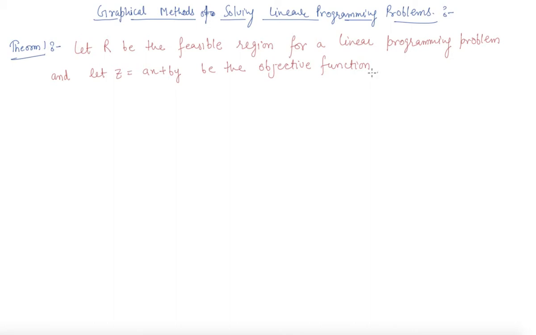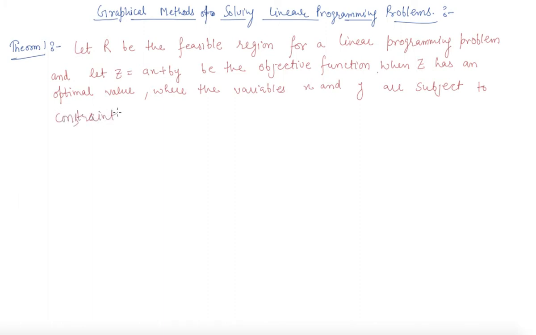When z has an optimal value, either minimum or maximum, where the variables x and y are subject to constraints by linear inequalities, this optimal value must occur at a corner point.